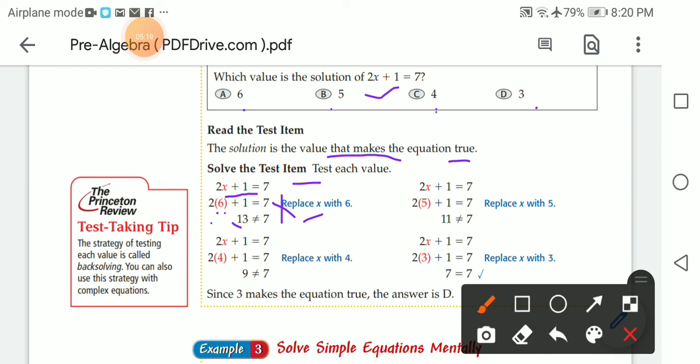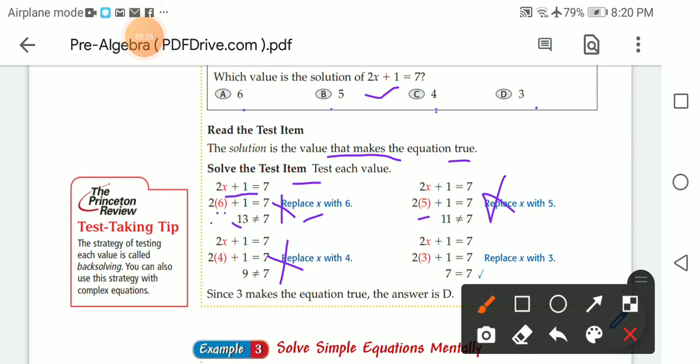And we will solve for 5 here. 2 times 5 equals 10. 10 plus 1 is 11. 11 is not equal to 7. This is false. 2 times 4 here is 8. 8 plus 1 is 9. It's not the right answer.